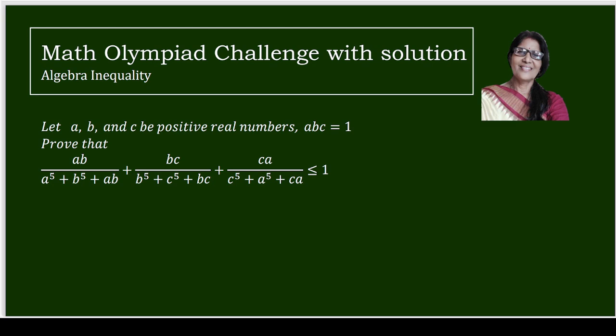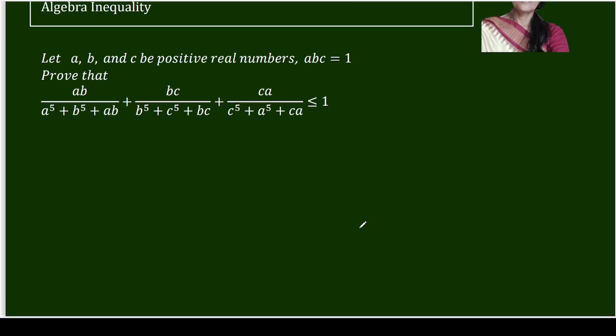Today we will discuss a question from algebra inequality which can be a math Olympiad challenge. Let A, B and C be positive real numbers such that the product ABC equals 1. Prove that AB over A power 5 plus B power 5 plus AB, plus BC over B power 5 plus C power 5 plus BC, plus CA over C power 5 plus A power 5 plus CA is less than or equal to 1. So let's start.